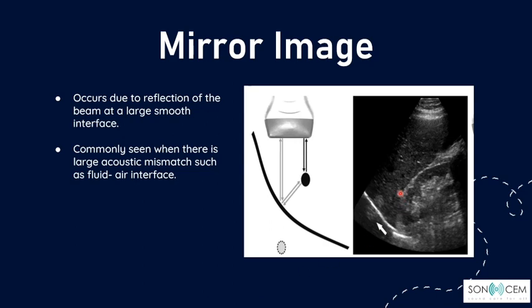in the lung, the ultrasound wave reflects off the diaphragm, hitting the target structure, in this case a hepatic hemangioma, before reflecting back to the transducer. And due to the increased time to echo return, the mirror image of the hepatic hemangioma appears to be deeper.